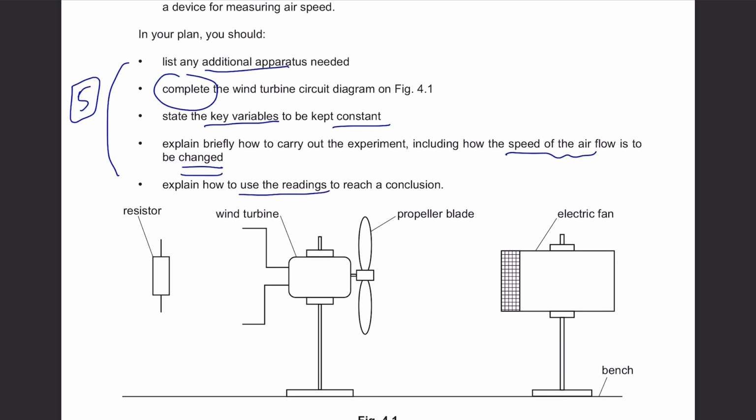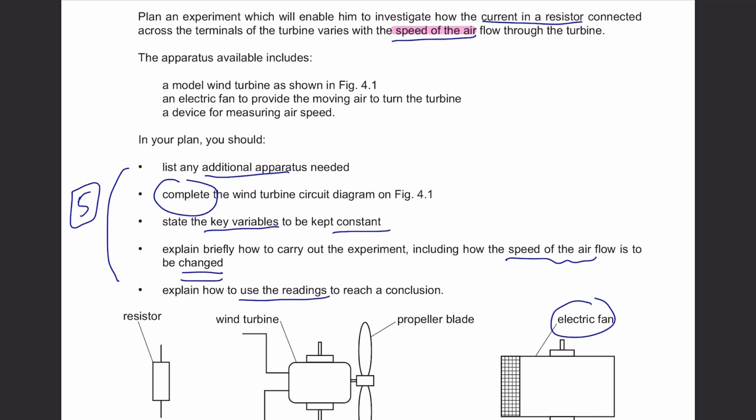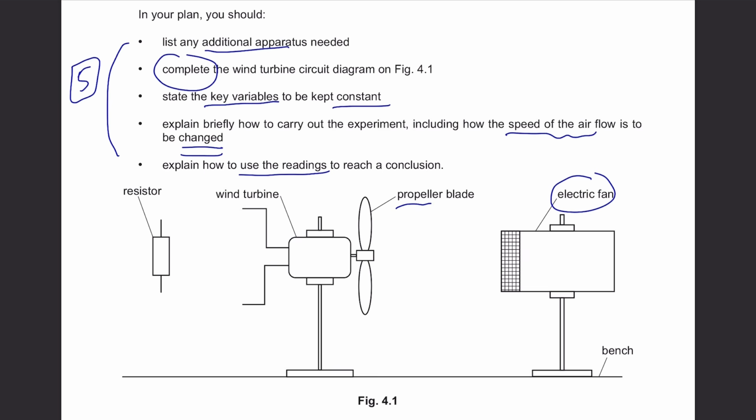Basically, you're just going to vary the speed of the electric fan, as stated here, and we need to measure the current generated from the propeller blade during that airspeed. So it's simple, you just turn on the fan with different speeds and measure the current. Let's first complete the diagram. If you want to measure the current, obviously you'll need an ammeter. So all you need to do is add an ammeter and close the circuit.